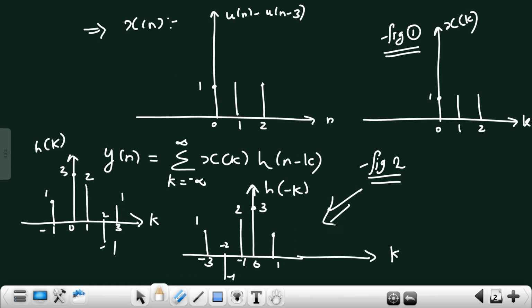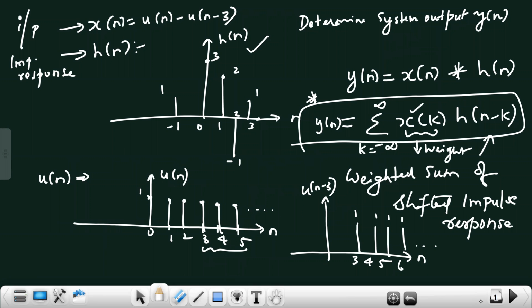So I hope till now this is clear for you. What you have done is, x of n is given to you, h of n is also given to you. First you write the equation for y of n. y of n is equal to sigma k varies from -infinity to infinity x of k into h of n minus k. This is called the weighted sum of shifted impulse response. Why shifted impulse response? Because h of n minus k is the shifted impulse response. The weight is your x of k. Sigma is your sum. Therefore, this equation is called the weighted sum of shifted impulse response.